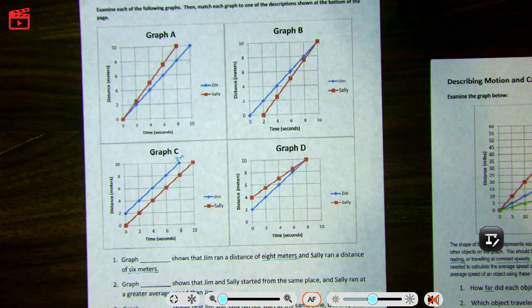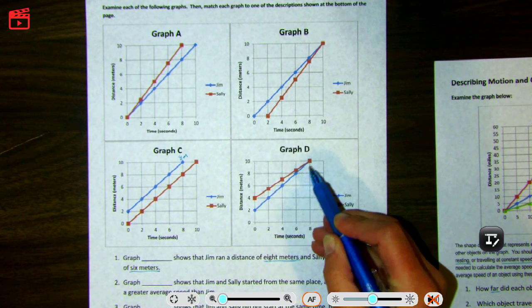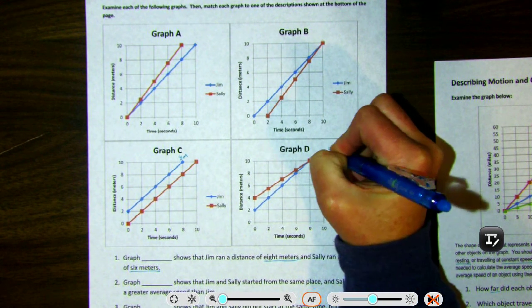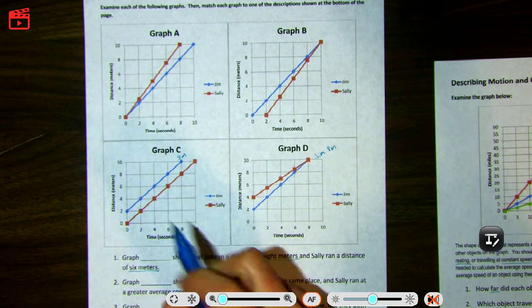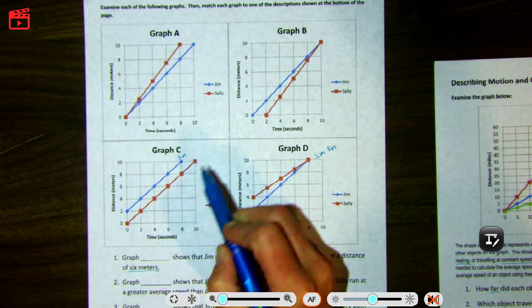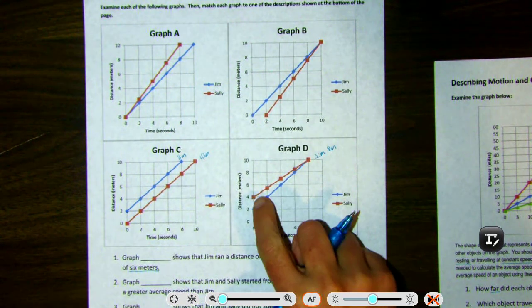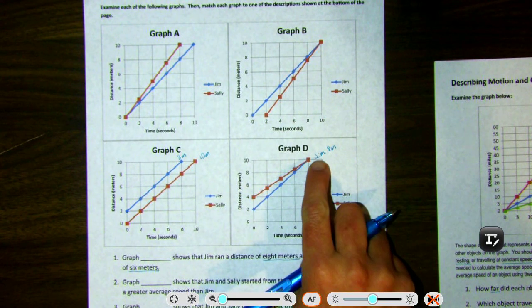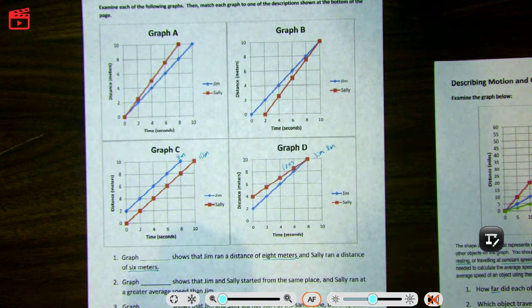And let's look how many he went here. He started at 2, went to 10. 10 minus 2. Jim is 8 meters again. But what did we need Sally? We needed her at 6 meters. So Sally on this one started at 0, went to 10. She went 10 meters. That's not going to work. Sally here started at 4 and then went to 10. So 10 minus 4 would equal 6 meters, and that's what we needed. So this one is graph D.